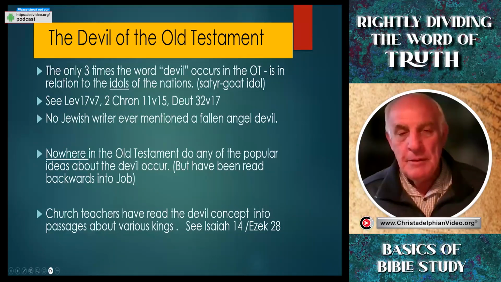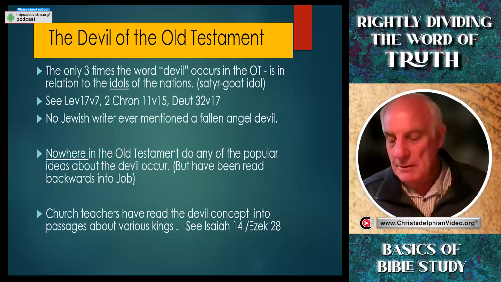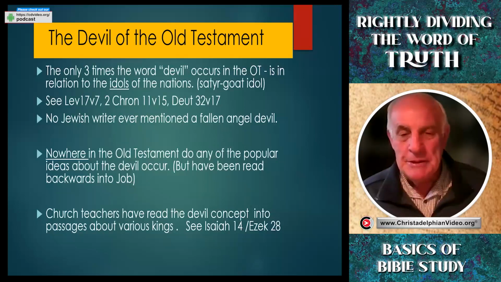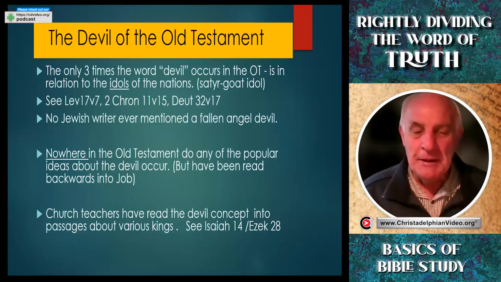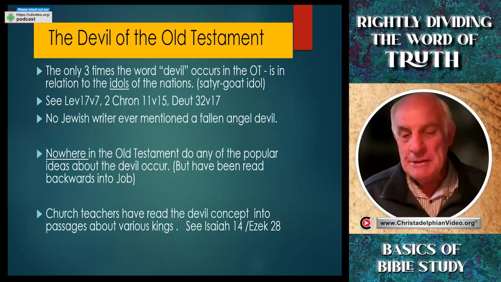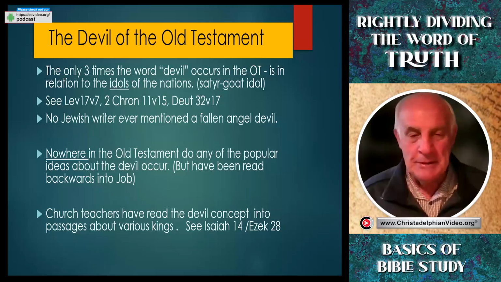So be very, very careful when you come to the Old Testament, because you will see that the translators, because of their existing belief in the devil, have read the devil backwards into the record, particularly in Job and into those passages in Isaiah 14 and Ezekiel 28. But there are no other supporting passages for it, which is remarkable if there was such a person as the devil that they believe in.